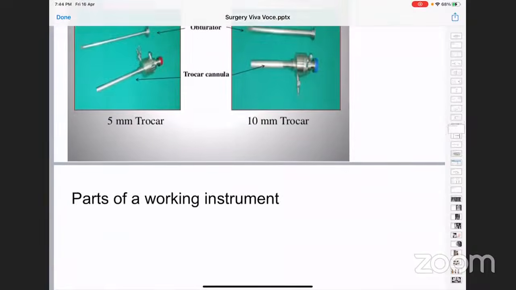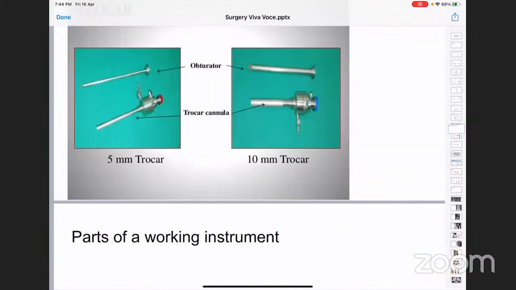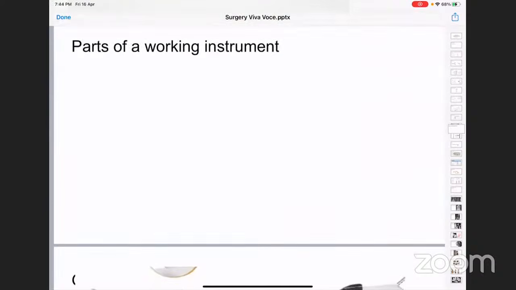Okay, and then we have the optical system with the scope. The scope can either be a 0-degree scope, where the surface of the scope is just flat, or you can have an angled scope or a 30-degree scope, which helps you improve your field of vision. Anyway, don't worry much about all this.